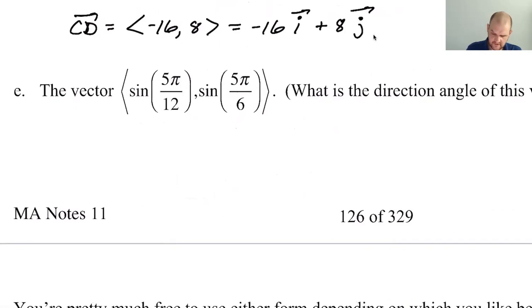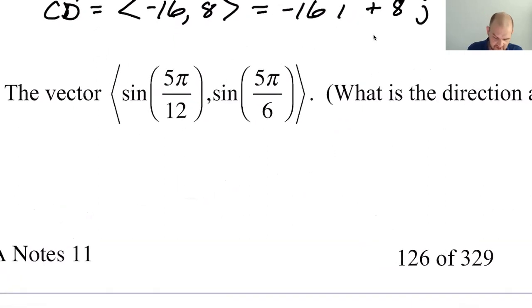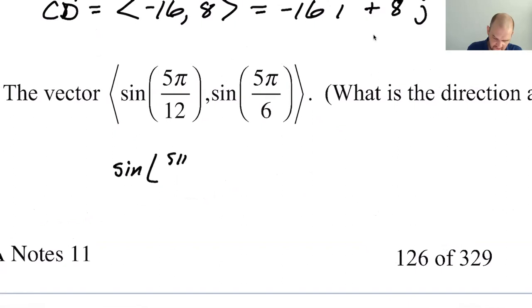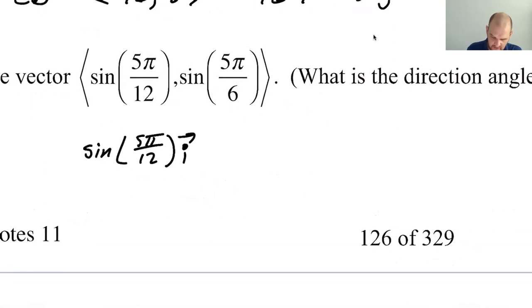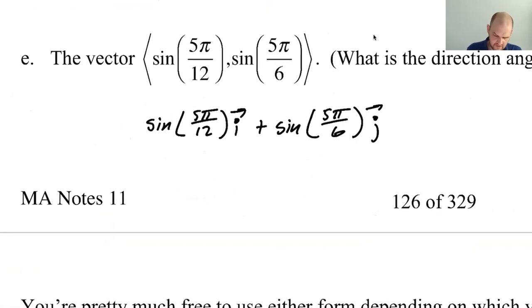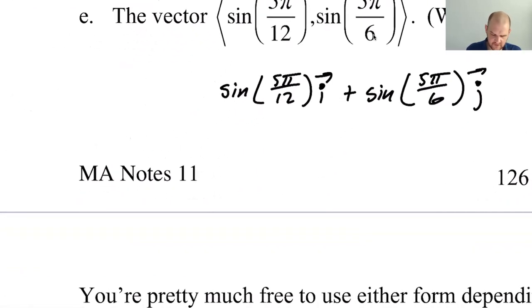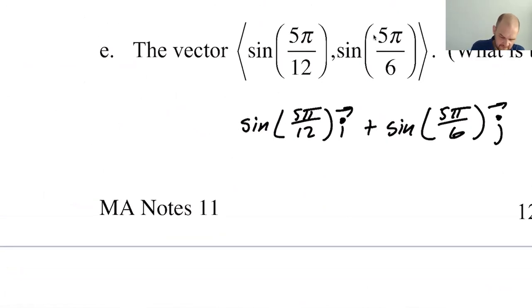What on earth? Okay, so first thing you can do for sure, because why not, is just say that this is going to be the sine of 5 pi over 12i. Could use a half angle formula on that. Plus the sine of 5 pi over 6j. That's gross.